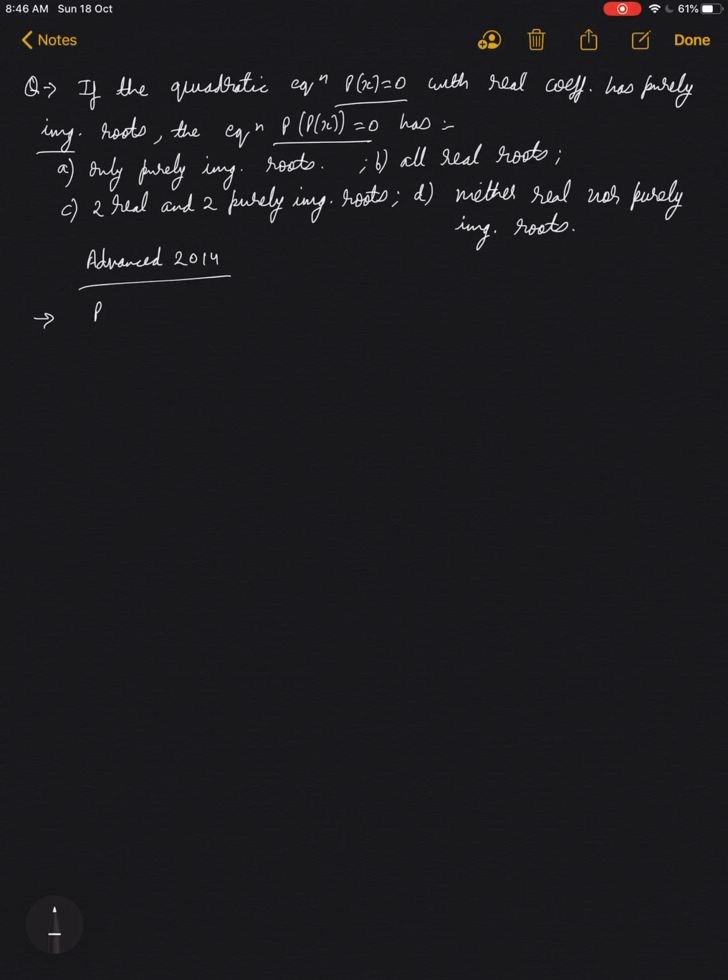Our equation is given, p(x) equal to 0. The coefficients of this are real and it has purely imaginary roots. Let us say this equation is ax square plus bx plus c, where a, b, c are real and x is some purely imaginary. That means whenever this is 0, x is something like iota beta, where beta is a real number. Now we have to find the roots of the equation p(p(x)) equal to 0.